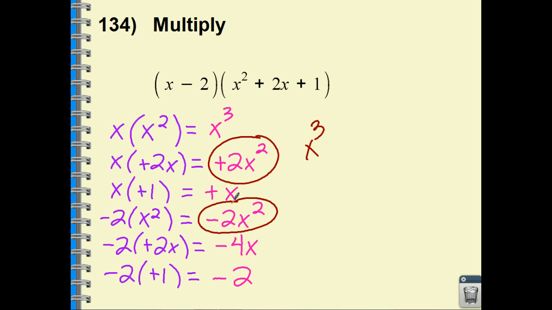Now let's look to the x to the first. We have positive 1x to the first and negative 4x to the first. So when we combine those terms, that's 1 and negative 4, which is negative 3x. And our constant does not have any like term with it, so we end with negative 2. Final answer.